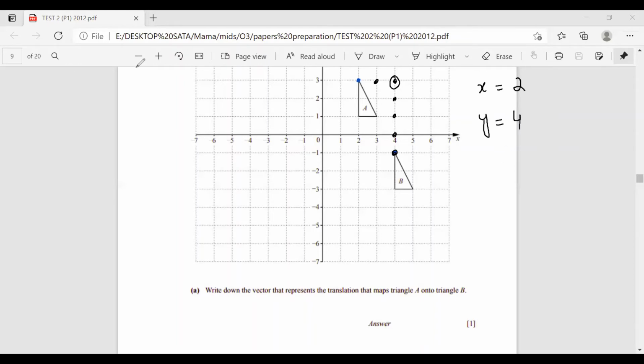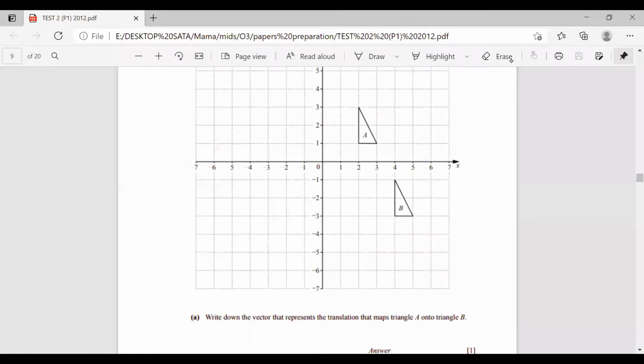So my final answer for this question is 2, because you have shifted right on the x-axis, and minus 4 because you have shifted downward on the y-axis by 4 units. Clear? So my answer is 2 minus 4. Is it clear? Moving on towards part B.